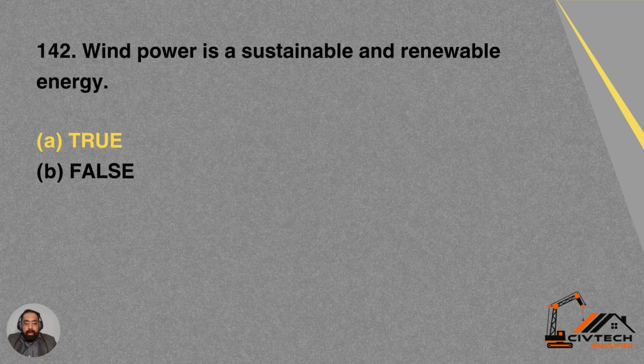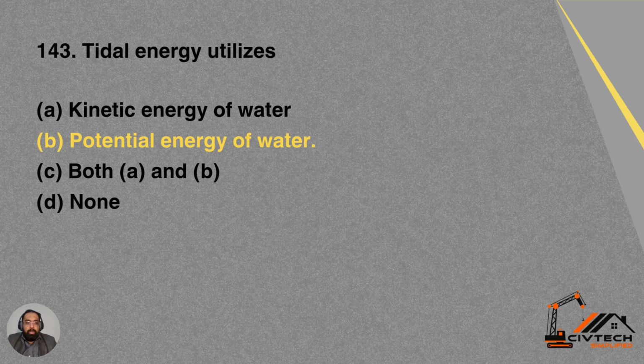142. Wind power is a sustainable and renewable energy. So A is true and B is false. So A is the correct answer. It's true. Wind power is sustainable as well as renewable energy.